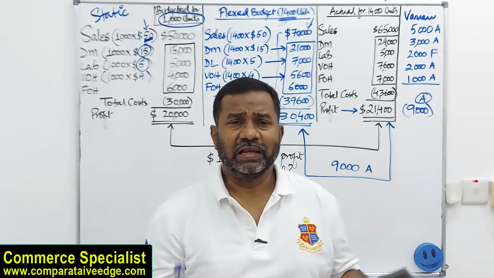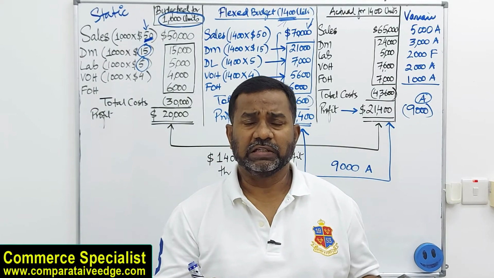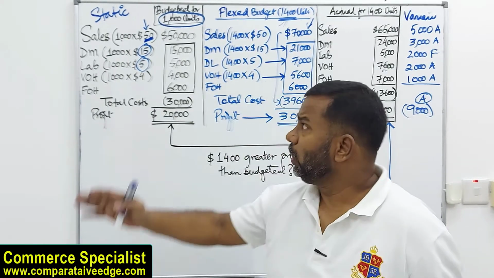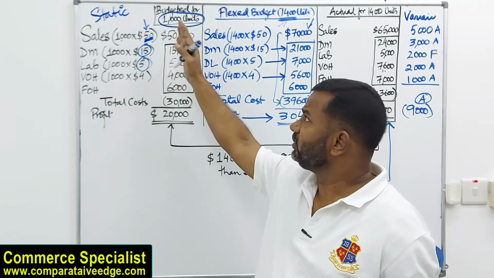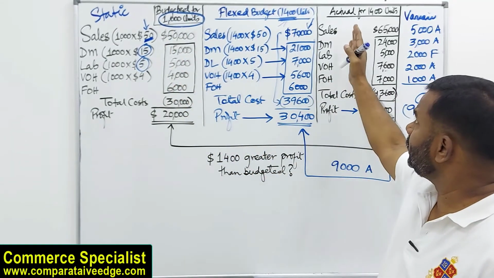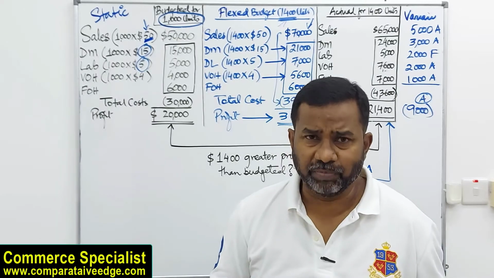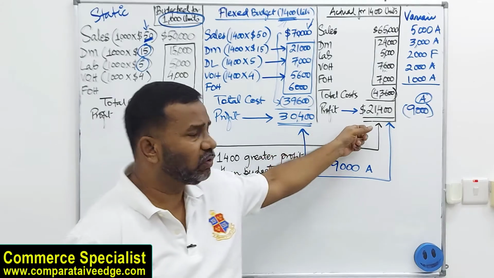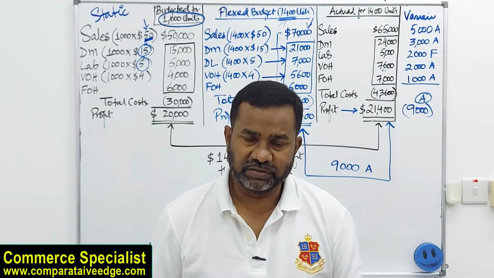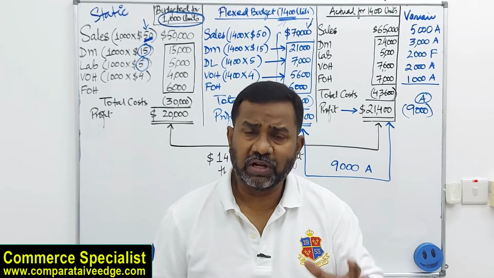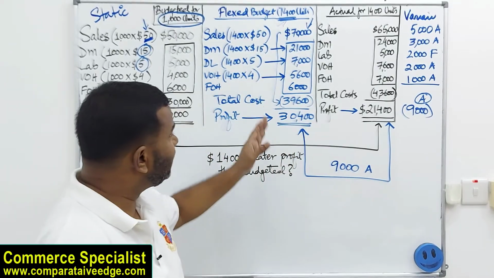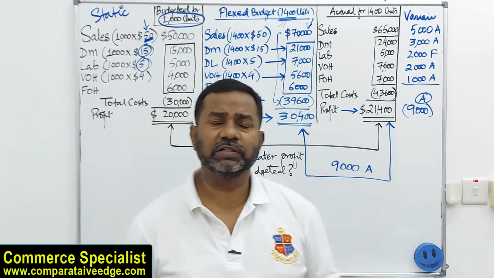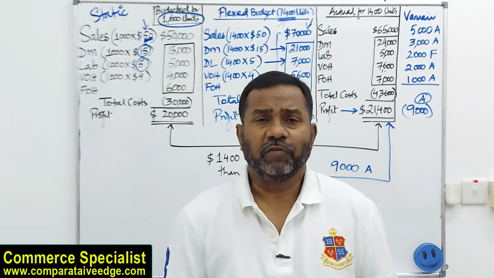So guys, next time you encounter a similar situation, don't jump to conclusions. Look at the budget base. Static budget is for 1000, actual is for 1400. There is no way we should be comparing them. If we do, this variance, which is 20,000 minus 21,000, is known as a static budget variance. The difference is because of the number of units. But when we compare the flexed budget figures with the actual ones, we get the flexible budget variance, which is more realistic. I hope you have understood this topic.